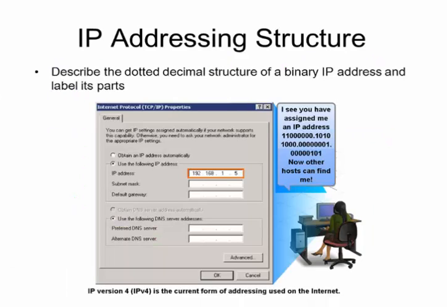So, the IP addressing structure. Remember, computers do not understand dots and all the rest of it. Computers only understand zeros and ones. So to the computer, the IP address looks like this. We write them like this to make it easier to remember. So 192.168.1.5 is the IP address of this particular computer.